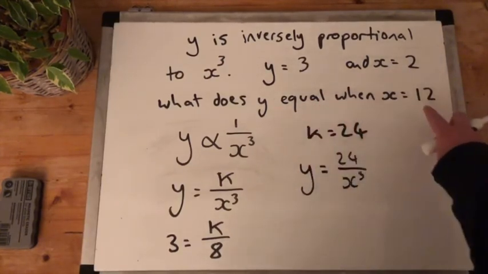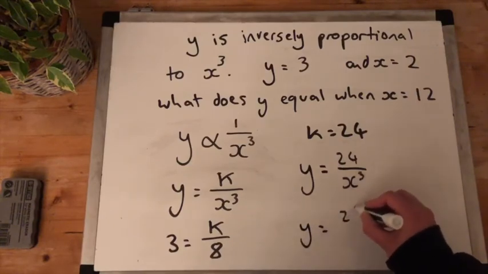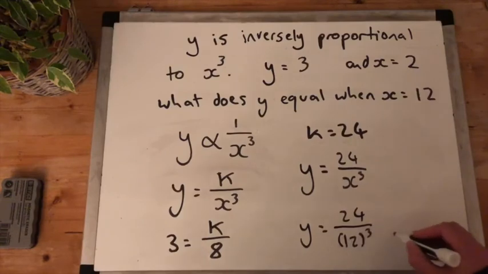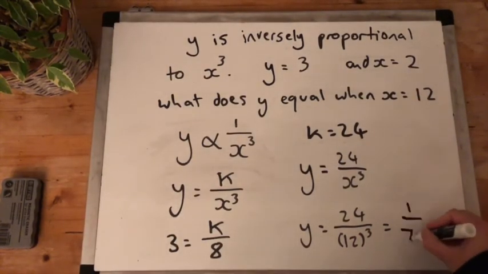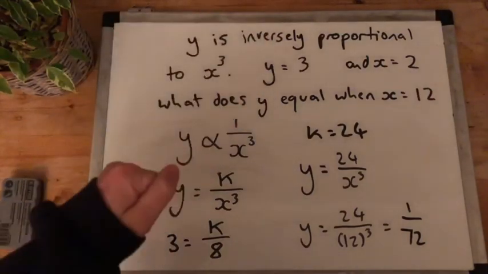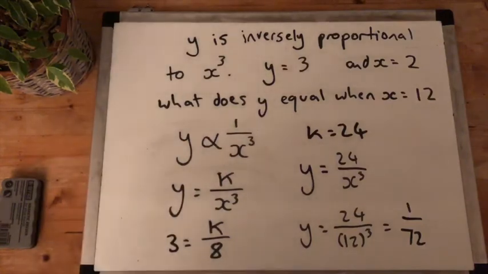What does y equal when x is 12? Y equals 24 over 12 cubed. And when it's something like this, absolutely use a calculator, and your answer is going to be 1 over 72. Feel free to use a calculator to do that. 1 over 72. So the main thing to remember, as soon as you see the word inversely in your head, think k on top, and you'll get this question right.